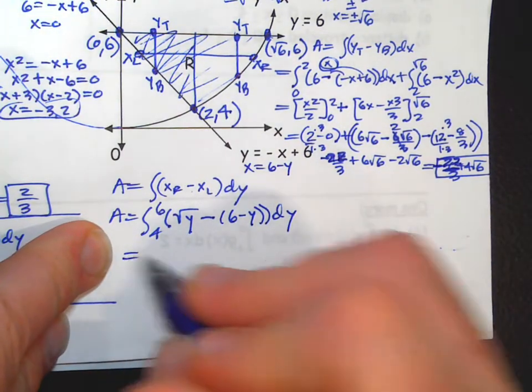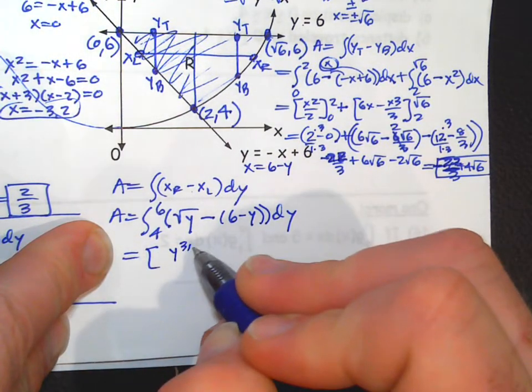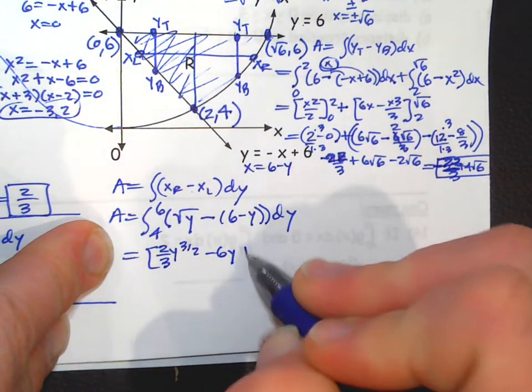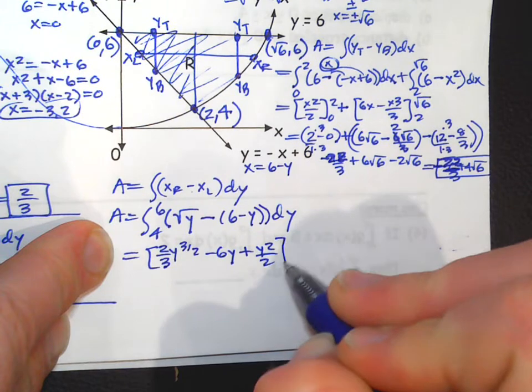And then we can integrate it. It's going to be y to the 3 halves divided by 3 halves minus 6y plus y squared over 2, 4 to 6.